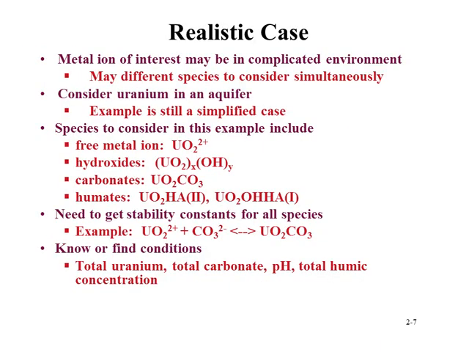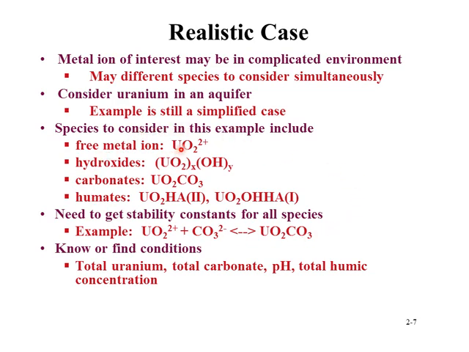Now let's try to evaluate a more realistic case. In this more realistic case, the metal ion of interest may be in a complicated environment. There may be many different species to consider simultaneously. So as an example, consider the speciation of uranium in an aquifer. And even in this case, we're going to make it pretty simple on ourselves. What we're going to do is limit the species that we're going to calculate for.